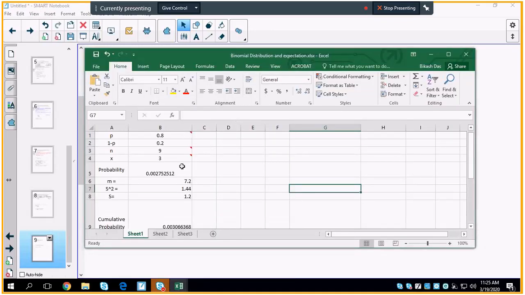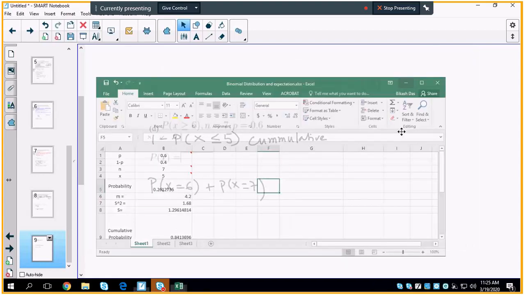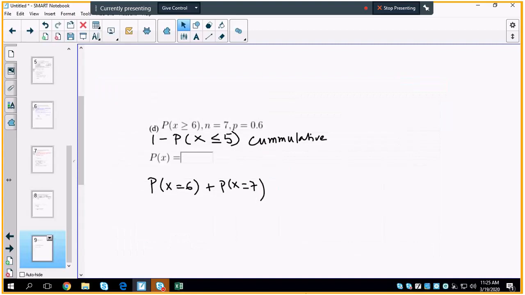So 0.6, number of trials is 7, and X is the number of successes, which is 5. So the cumulative probability is 0.8414. I subtract it from 1. So I get 1 minus 0.8414. And what I get out of this is 0.1586 when I subtract, and that's my answer.